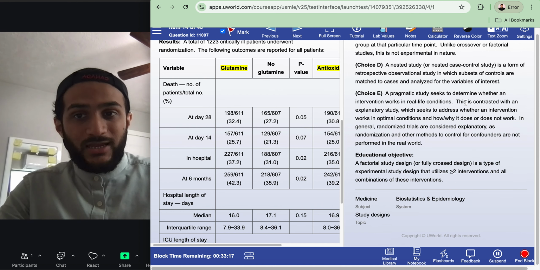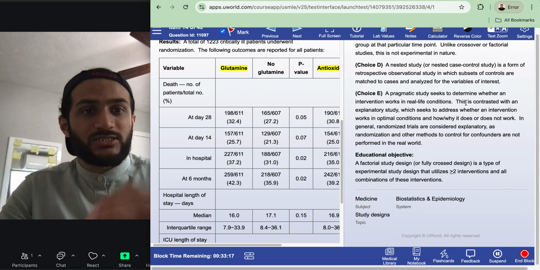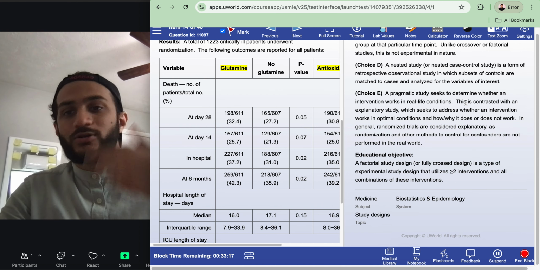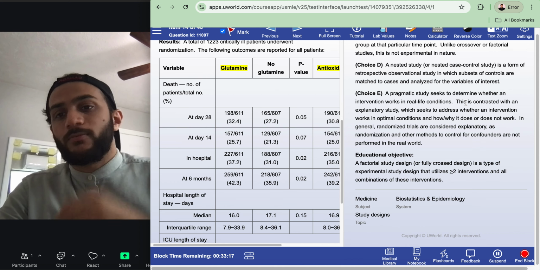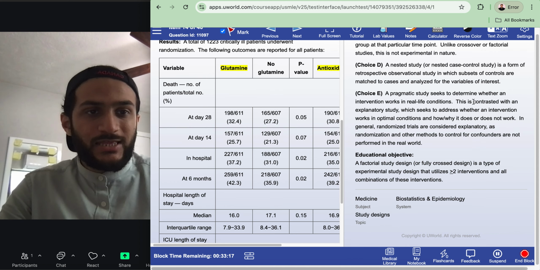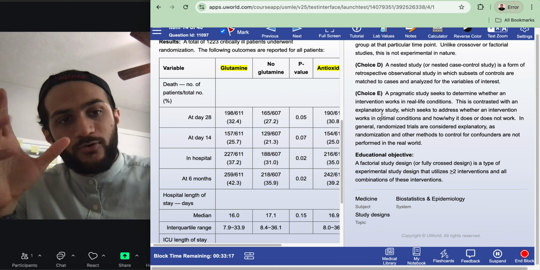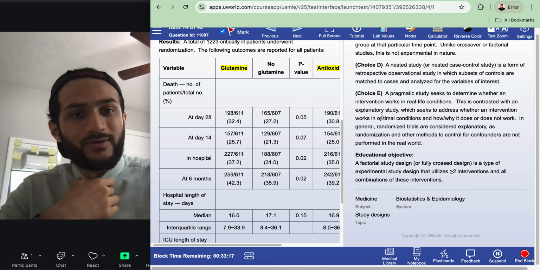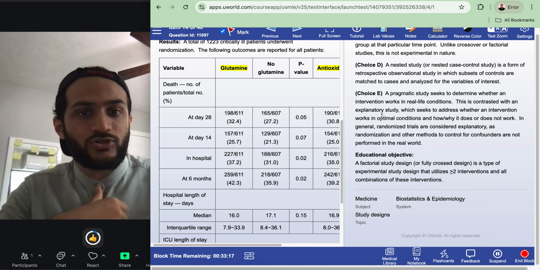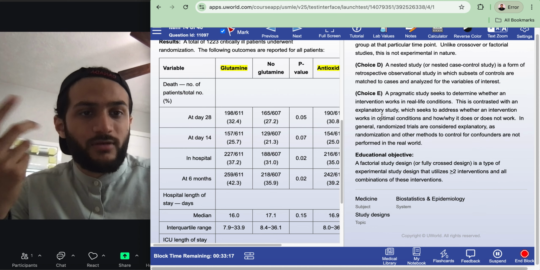Okay. Pragmatic, I was thinking of that. So a pragmatic study seeks to determine whether the intervention works in real life. So we spoke about that. Pragmatic means it could be provided to a bigger population. This is contrasted with the explanatory study, which seems to address whether the intervention works in optimal conditions, and how and why it does or does not work. In general, randomized trials are considered explanatory, as the randomization and other methods to control confounders are not performed in the real world.